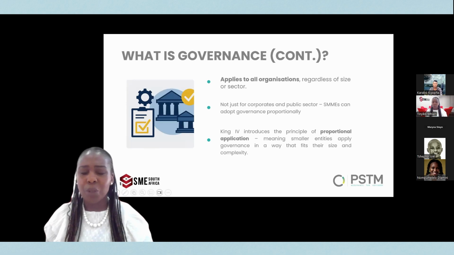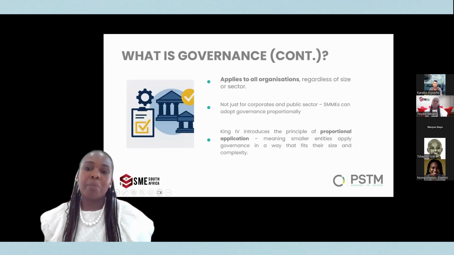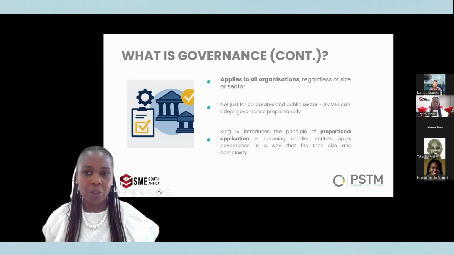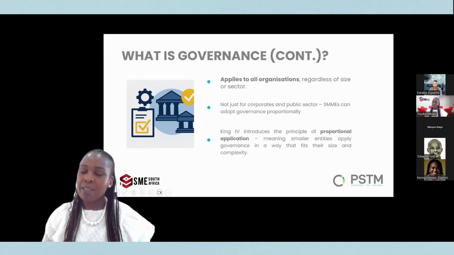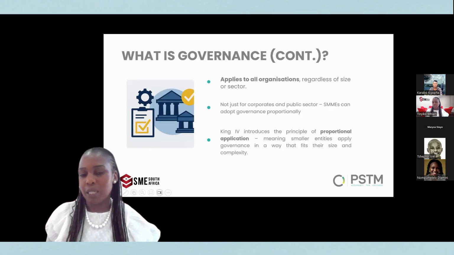And also the complexity. How complex is my entity? Do you need a board? If I don't need a board and I'm a one-man show, what best practices can I then apply for my own entity? That's what governance is all about. You look at your own entity and say, for my size and my complexity, what do I need to be putting in place?